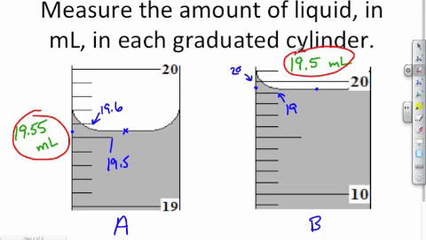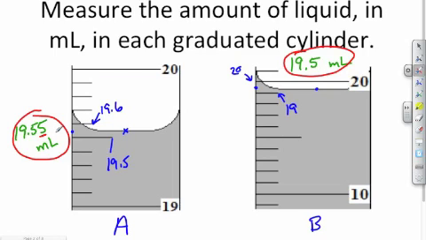Now if I had to poll the class and ask which of these measurements is most accurate, I would be pretty sure the majority would choose the measurement made using graduated cylinder A, 19.55 milliliters. What I want to pose to the student watching this is, why would they choose that? You can look at these two numbers. They're very close to one another, but the measurement of 19.55 has an extra digit tacked on the end there. Most students will say, well, 19.55 has more digits, therefore it's more accurate.